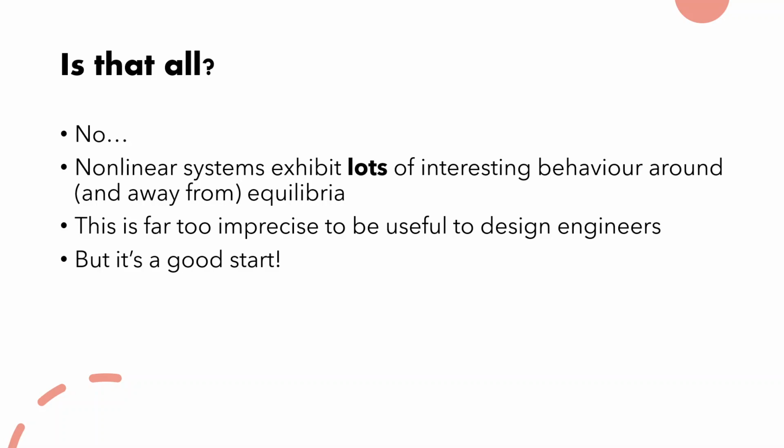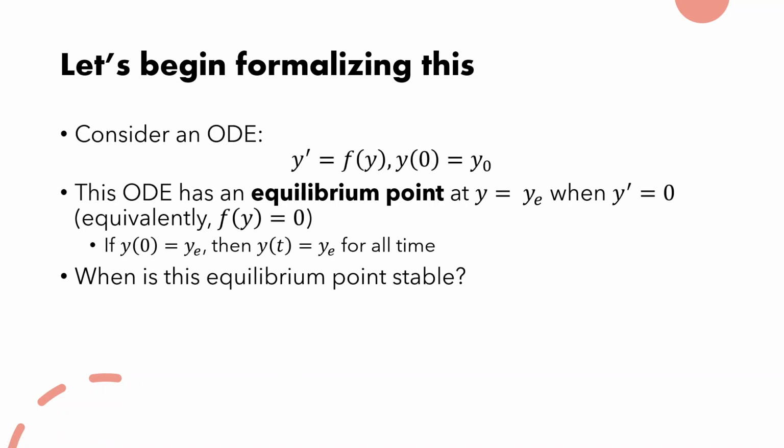All the definitions I've been giving you so far have been far too imprecise to be useful to design engineers, but it's a good start. We're going to start with those ideas of we want to not move too far away from equilibrium. And now let's start to formalize that so we can start talking about stability in terms of engineering specifications, which is where we want to be. So let's start to formalize this, and we're going to formalize this in pieces.